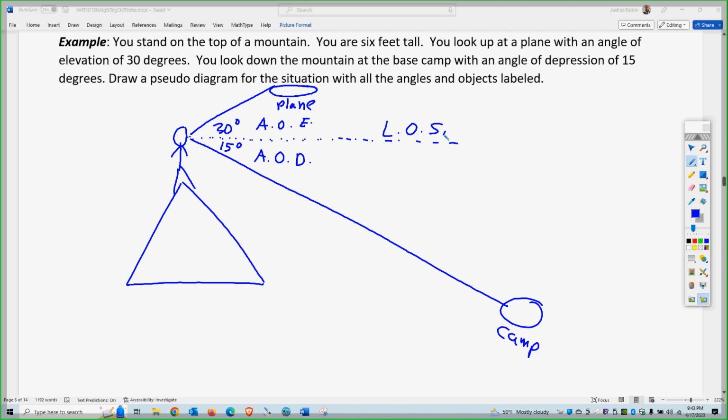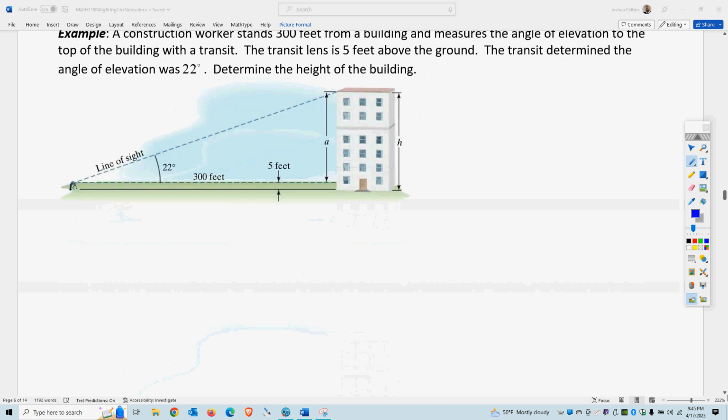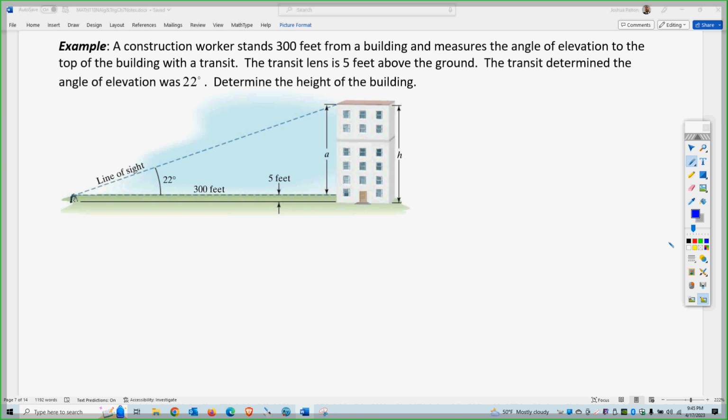Let's try some actual problems now. So when you do trig, you're either solving for one of two things: a side length or an angle. One of the two. Maybe both, depending on what you're doing. But typically we're just doing one or the other. Okay, so I want to know how tall this building is. So I use some kind of tool.